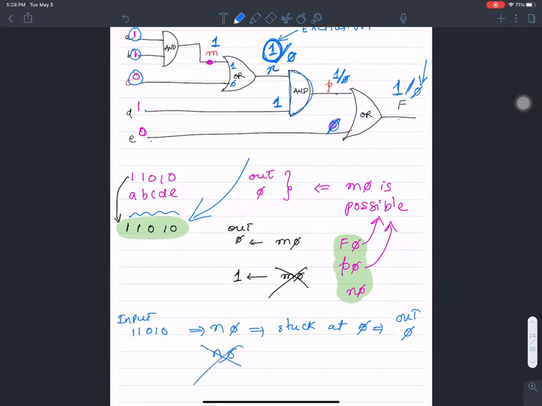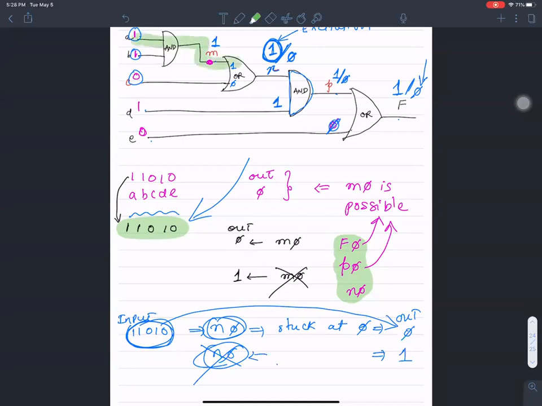If n is not stuck at 0, then output is 1. So the same input, 1, 1, 0, 1, 0, can be used to see if there is a stuck at fault at n or not. Okay, so the idea is the same input test pattern can test for more than one fault along the same path. That's the idea of path sensitization.